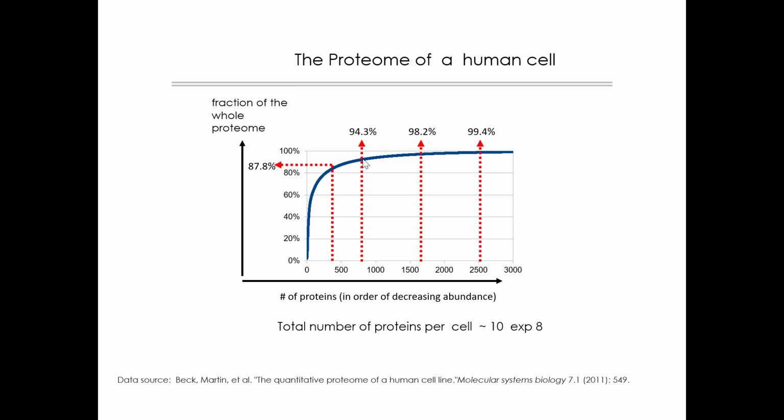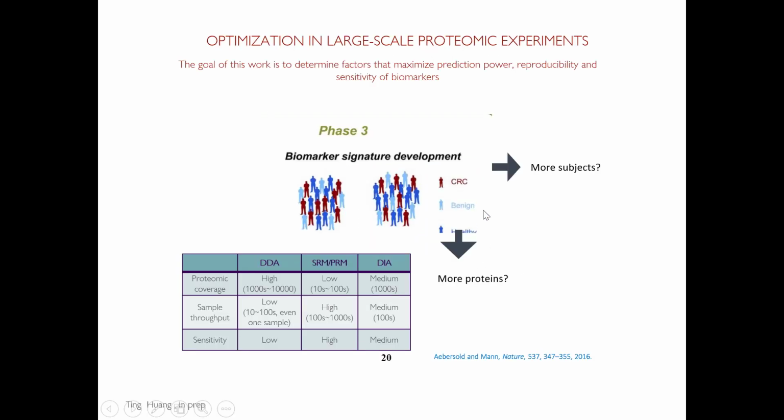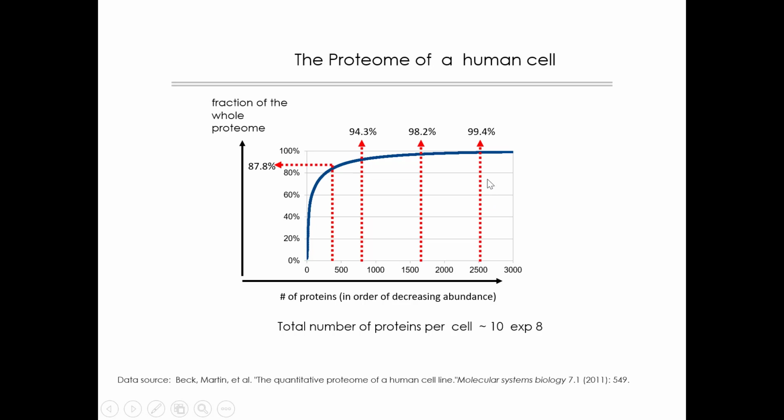This is, of course, not a precise value. It depends on cell type to cell type. But this was HEK293 cells, which is a cancer cell line. So if we cover about 2,000 or 3,000 proteins, we approach 99%, the vast majority of the total protein mass. That's based on the data that Martin Beck generated.